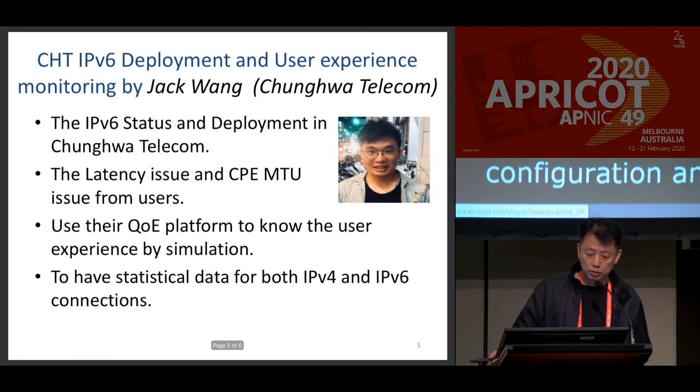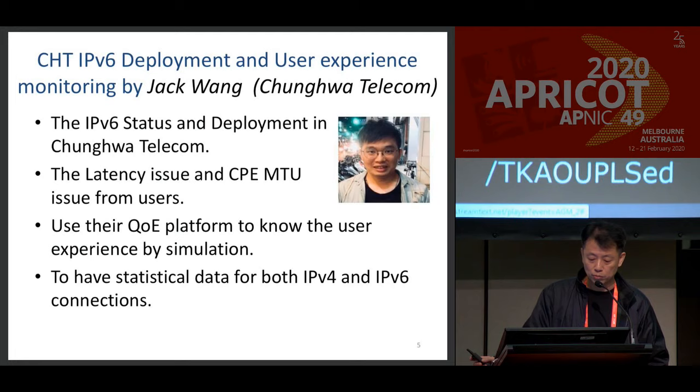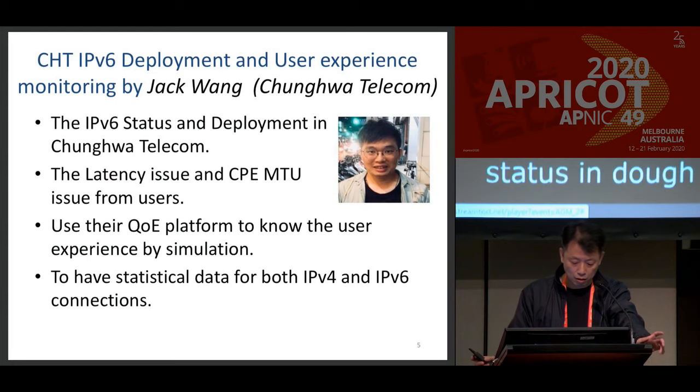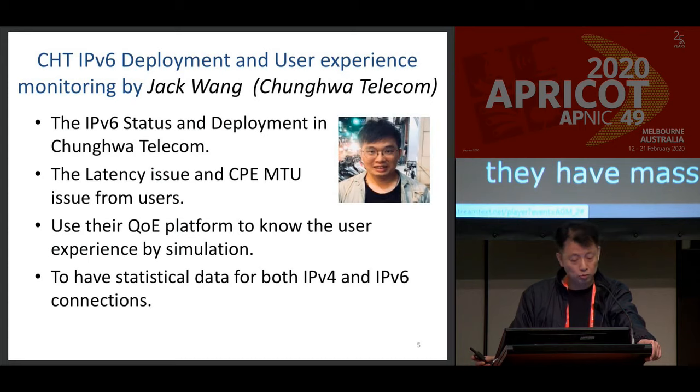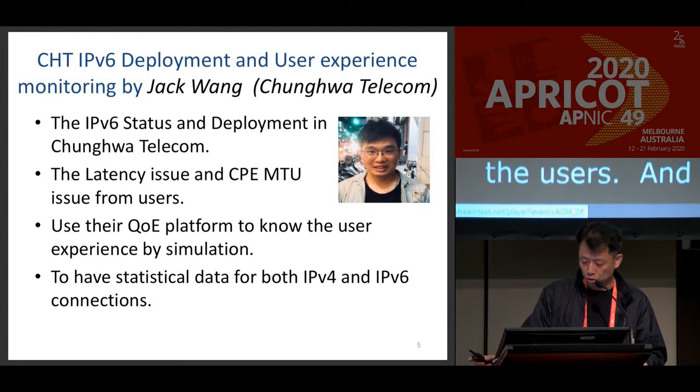The next one was Chunghwa Telecom, introducing IPv6 deployment and user experience monitoring. Chunghwa Telecom has a massive IPv6 deployment. Latency issues and CPE MTU discovery issues have also been reported by users. They use their quality of experience platform to learn the user experience by simulation, and they also have statistical data from both IPv4 and IPv6 connections.